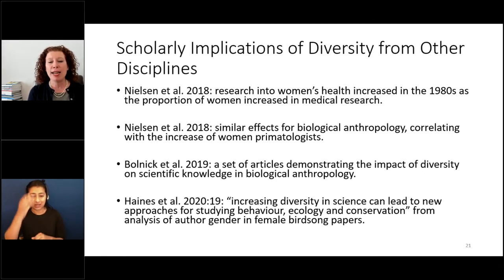Haynes et al. 2020 notes that increasing the diversity in science can lead to new approaches for studying behavior, ecology, and conservation. What they did is they looked at female birdsong papers, and as you see more females entering, female birdsong papers are correlating with an increase in female authors. So again, different populations are studied, different questions are answered, different sets of data are brought into the research framework. So this is a really important way to advance knowledge.